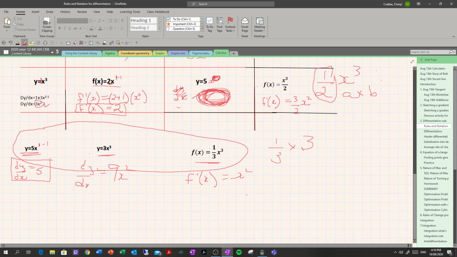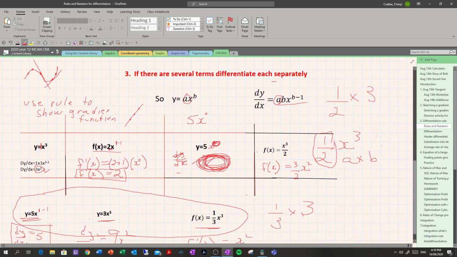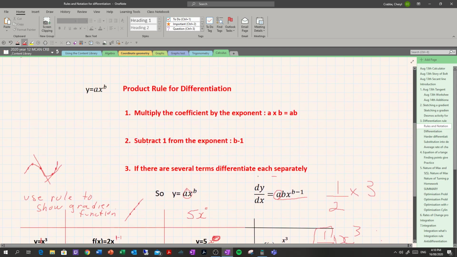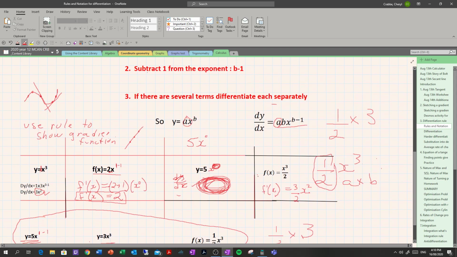So that's using the rule. That's coming up with a derivative. That's working through and showing the derivative rule or formula for finding the gradient at a particular point on a curve. If you need to watch this video again, feel free.